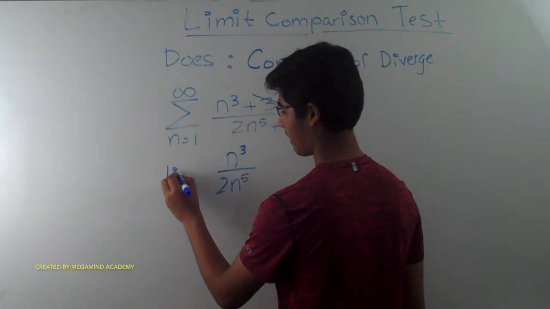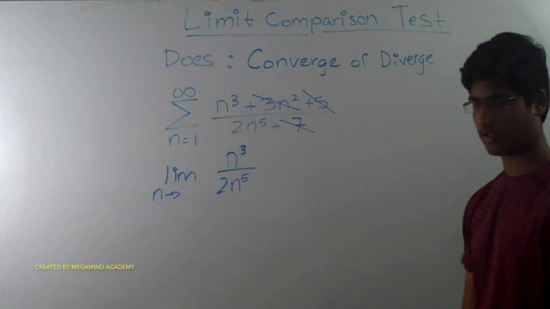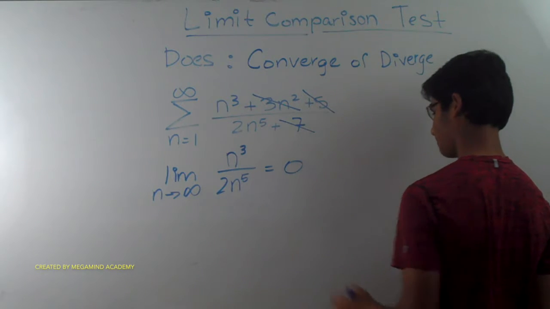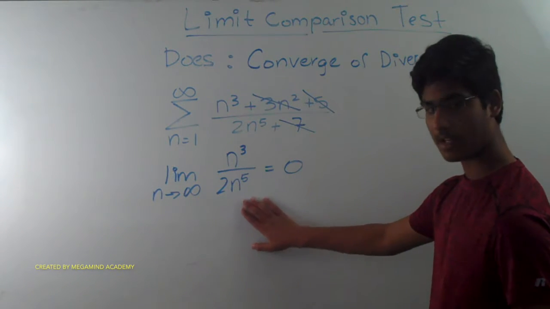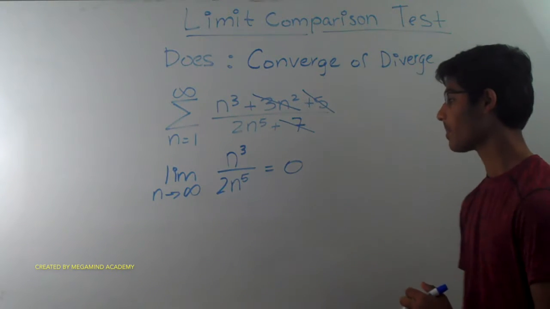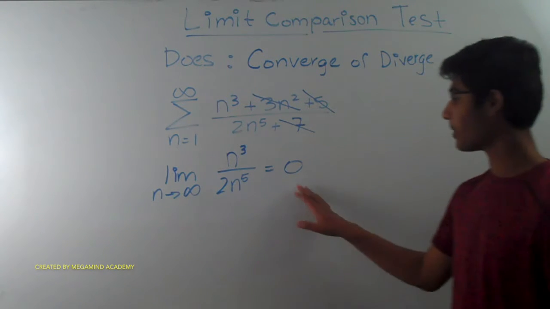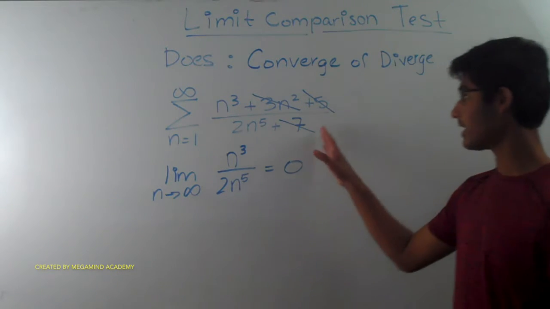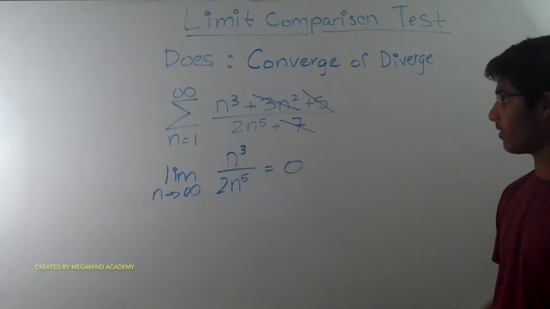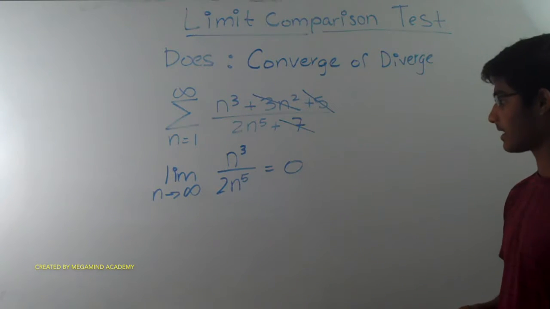So if we take the limit as n approaches infinity, this will come out to be 0, because we know that the denominator has a greater exponent. Or you can use L'Hopital's rule. So we know that this satisfies one of the conditions for being a convergent series. Because this is equal to 0, it doesn't mean that the series is convergent, it just means that you can move on to the next test. So let's move on to the limit comparison test.